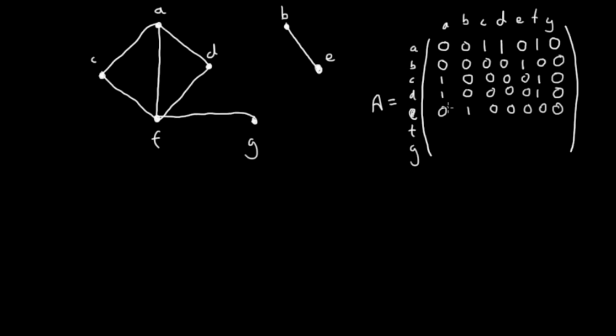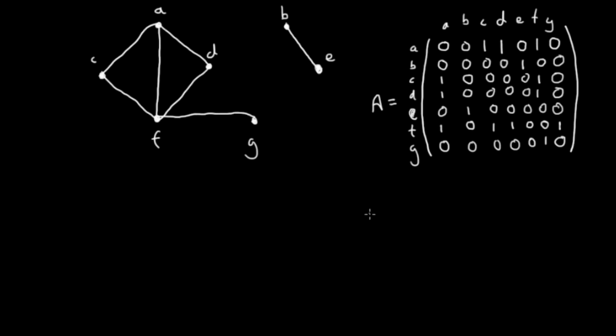F is adjacent to C, A, D, and G. So A, C, D, and G, and we're going to have zeros elsewhere. And finally we have G, which is only adjacent to F, and zeros elsewhere. Okay, so that's the adjacency matrix of this graph. So it's a 7 by 7 matrix because there are 7 vertices, and as you can see, it is also symmetric about the main diagonal. Okay, that's the adjacency matrix.